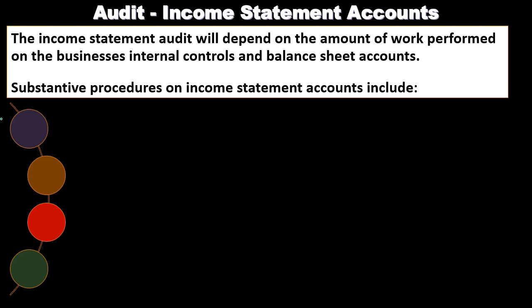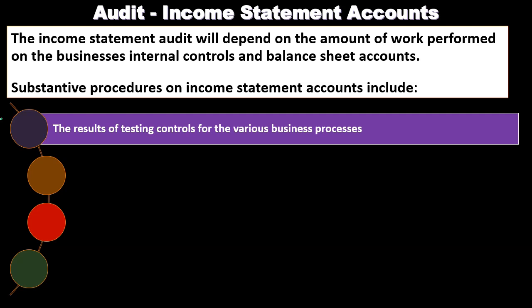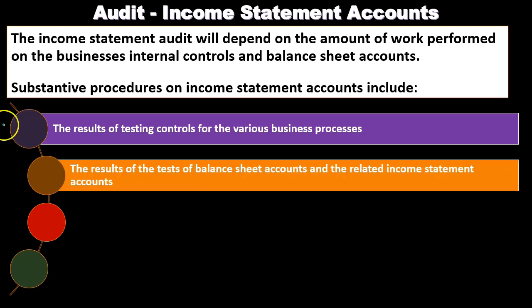Substantive procedures on income statement accounts could include things such as the results of testing of controls for various business processes. So when we consider the testing of controls, that is something that we're going to apply to the income statement accounts, because when we think about those business processes, something we've typically already done, like the sales process and the purchasing process, then those are going to be included, because income statement accounts and balance sheet accounts will be included in those tests of controls.